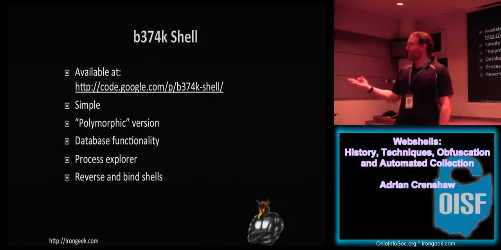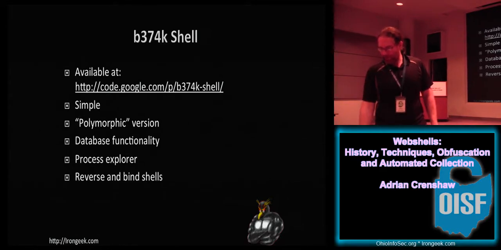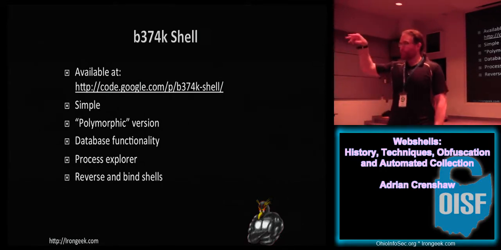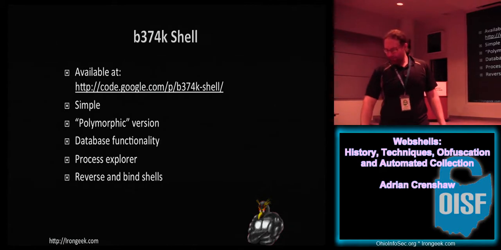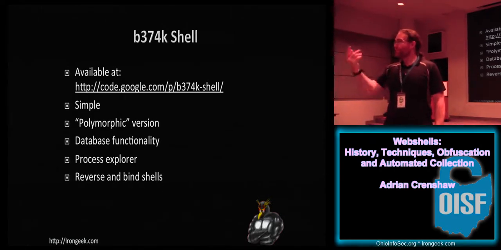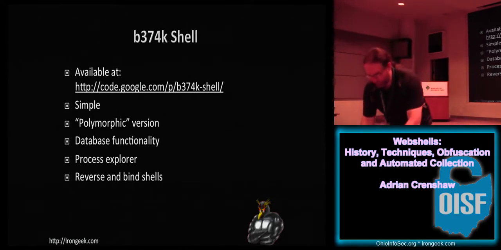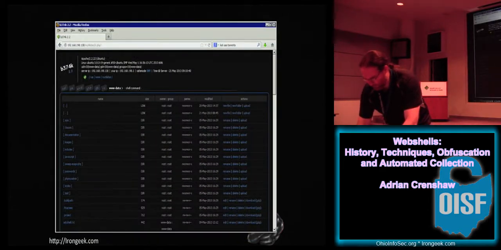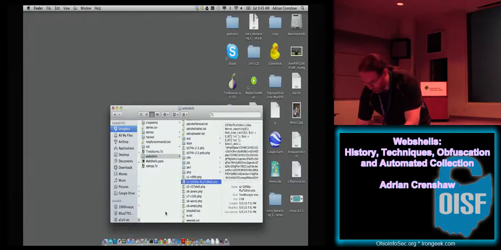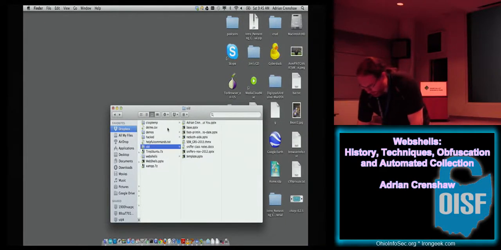It has database functionality, so if you happen to get into a remote box and you want to dump, let's say, all the users' password hashes, you might be able to do that, or passwords, depending on how badly the application is written. It also has a process explorer, so you can try to kill processes. But hopefully if it's not running as a privileged user, it's not going to be able to do that. And it can also do reverse or bind shells, so you can send a shell back to you via something akin to Netcat. It looks like this, and let me see if I have a nice demo for it.